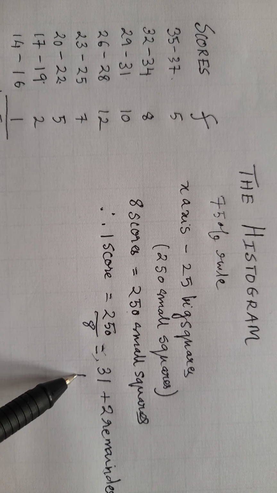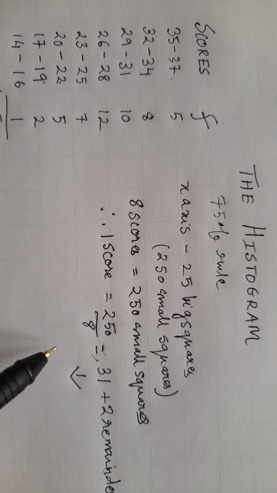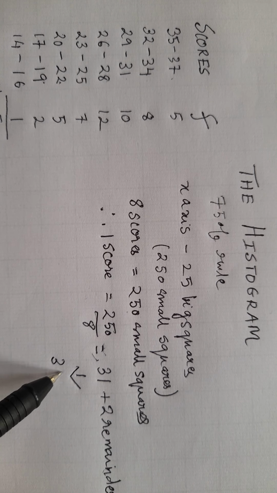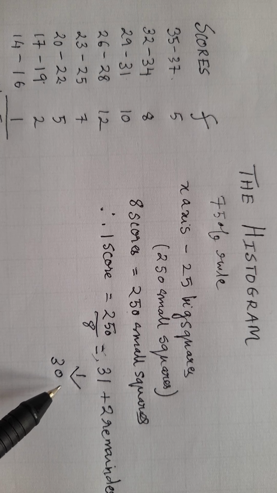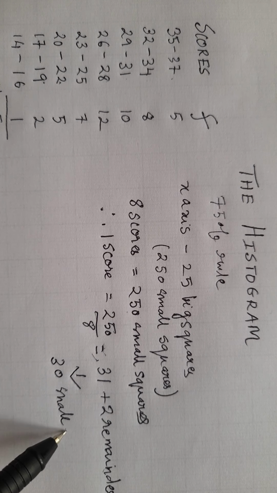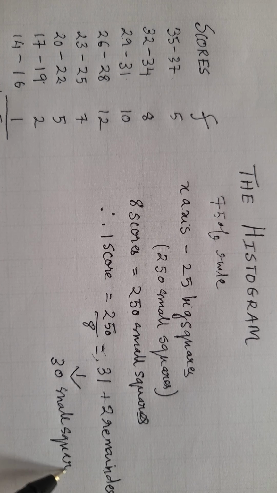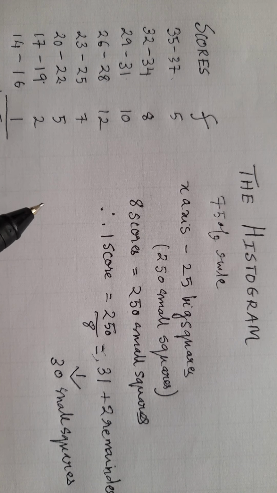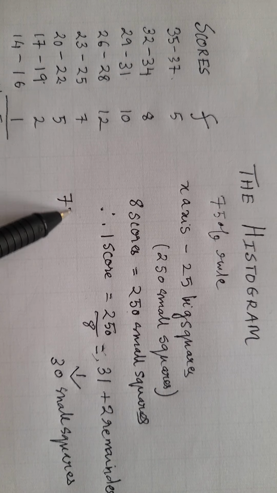We modify, you can always lessen the numbers, but you cannot increase the numbers. 30, we will take 30 small squares for each of the scores which we will represent here, and we always take the higher limit of each of these scores when we are doing the graph. Now next we will follow 75% rule.